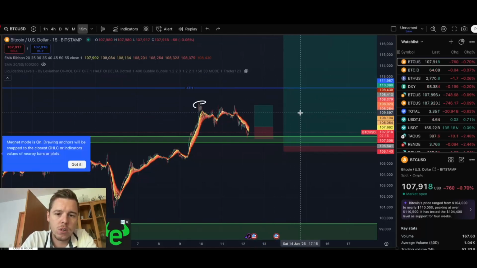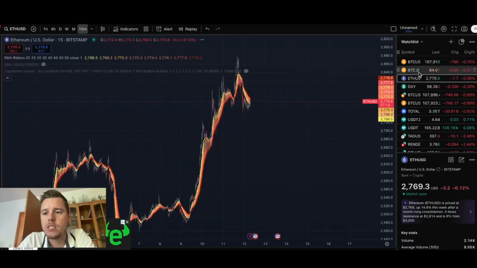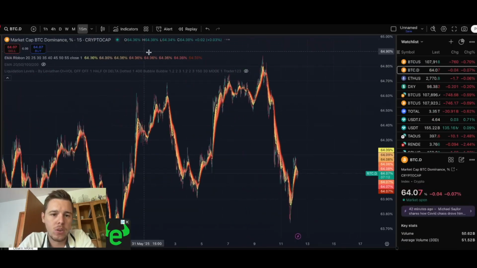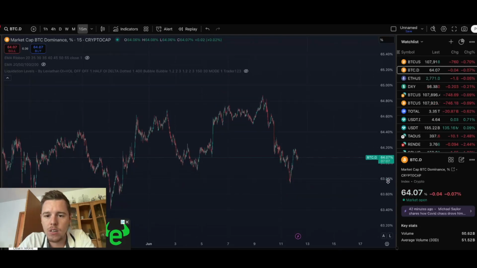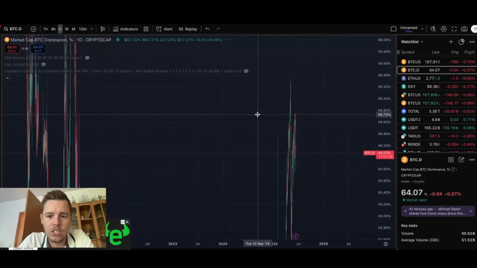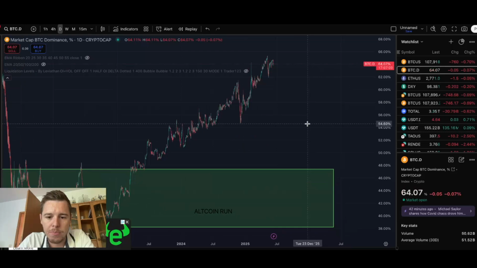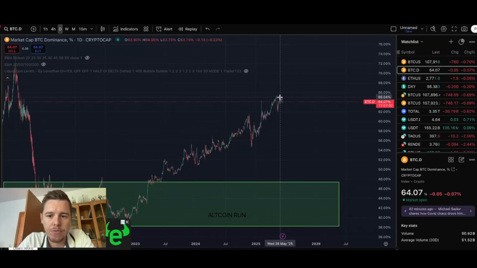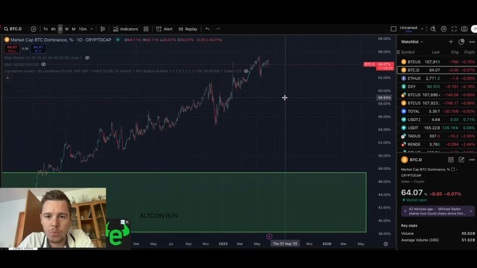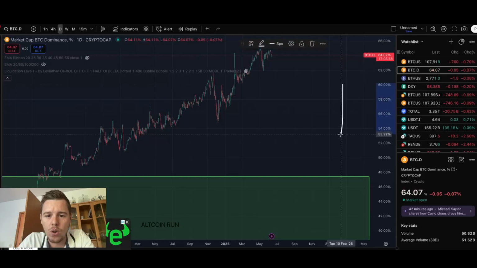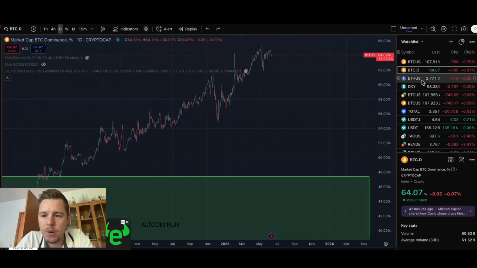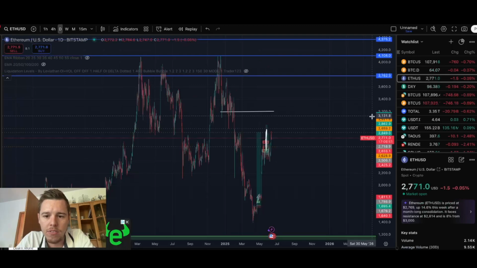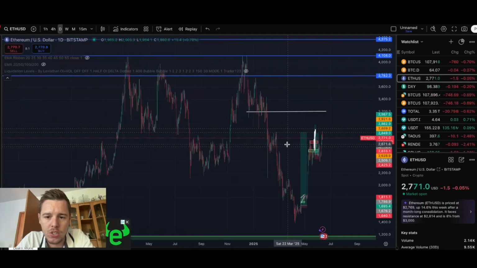If we also take a look at the Bitcoin dominance, when we remove the EMA ribbon, we can see that the Bitcoin dominance is now falling here on the daily chart. This is exactly what we want to see, so that the altcoins will also perform quite well. And let's talk about some altcoins, and some potential trade ideas.